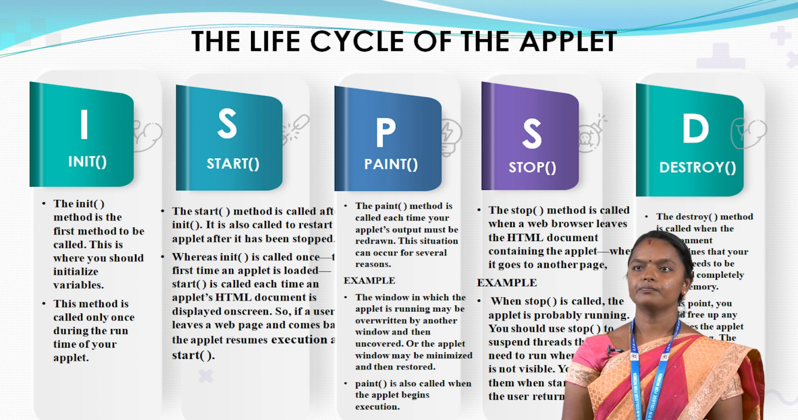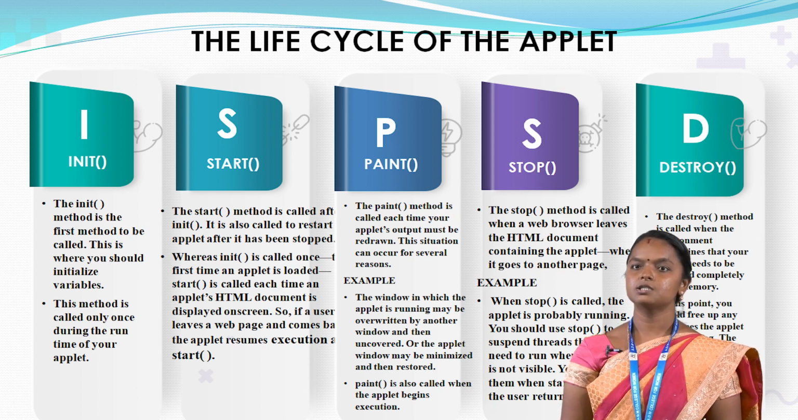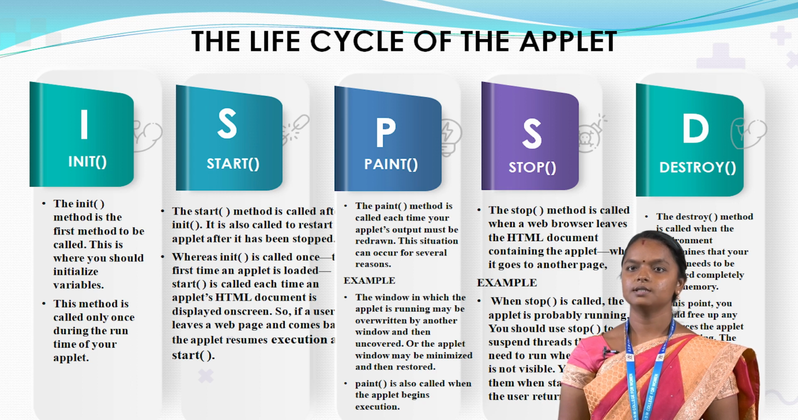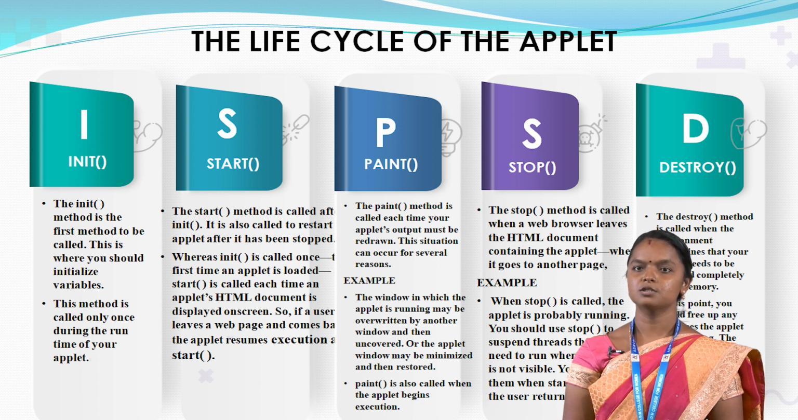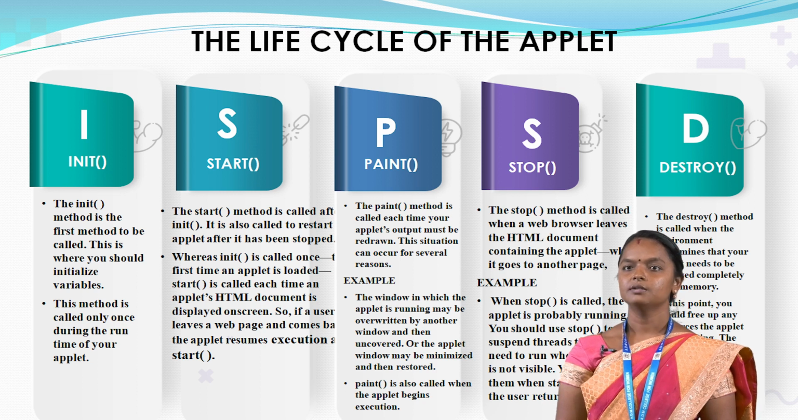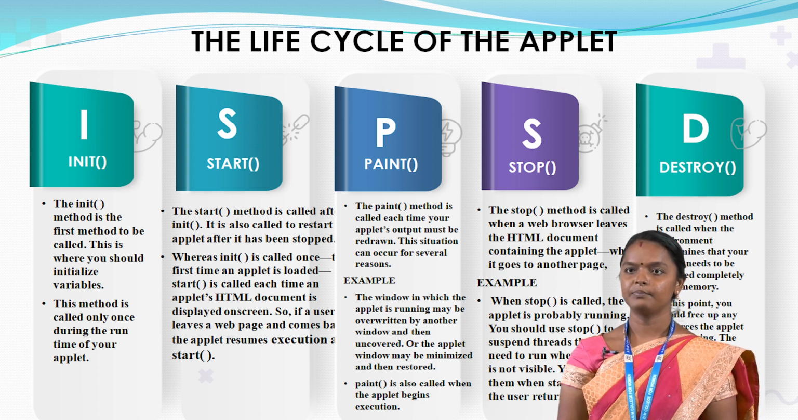Next, the life cycle of the applet. Init: the init method is the first method to be called. This is where you should initialize variables. This method is called only once during the runtime of your applet. Next, the start method. The start method is called after the init method. It is also called to restart an applet after it has been stopped.